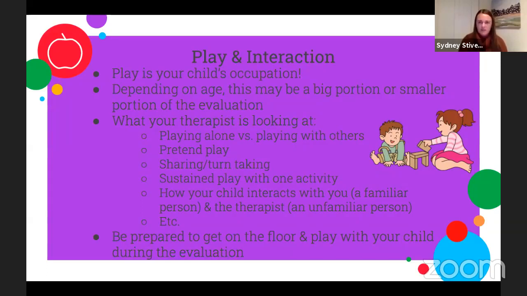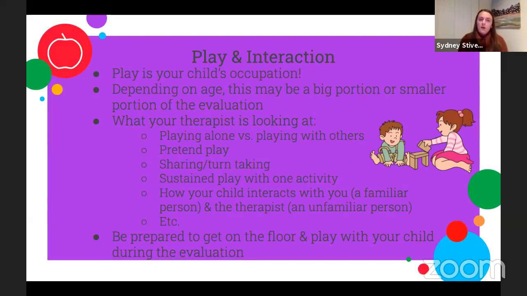So norm reference tests. This is where tests compare and rank individuals in relation to one another. So it compares your child or the individual to a large group of individuals. Typically it gives us a percentile rank, which we'll talk more about, and it tells us if the individual is below or above average. So an example of a norm reference test would be the Goldman-Fristoe Test of Articulation. That's a test that we give a lot as speech therapists.